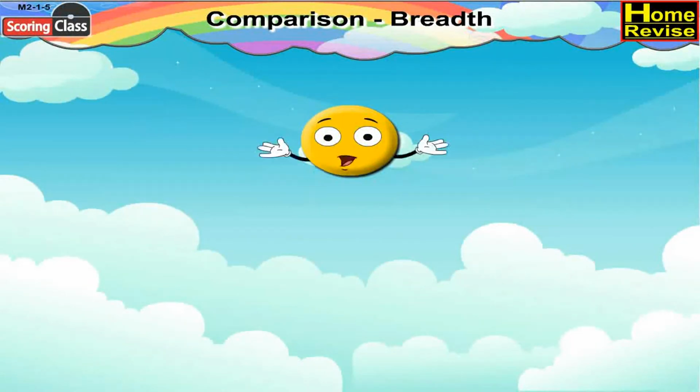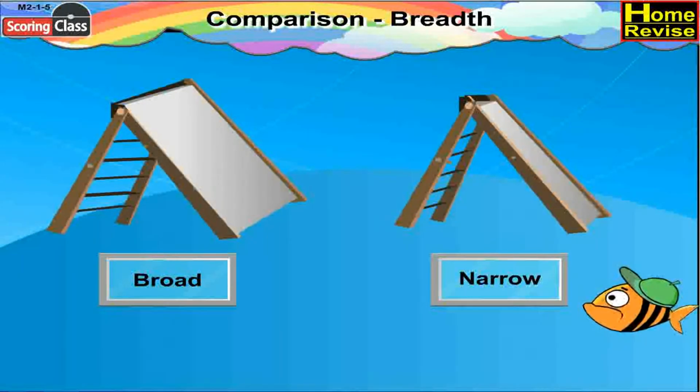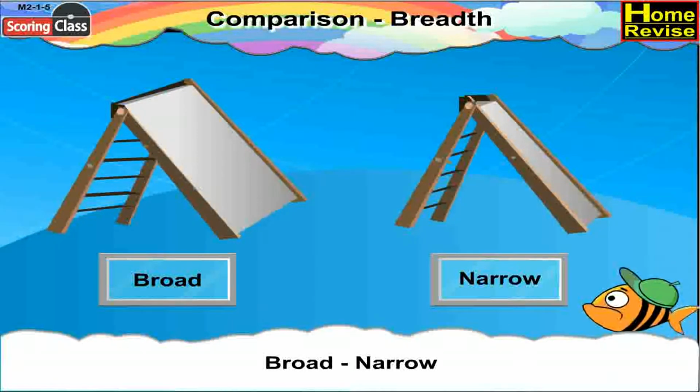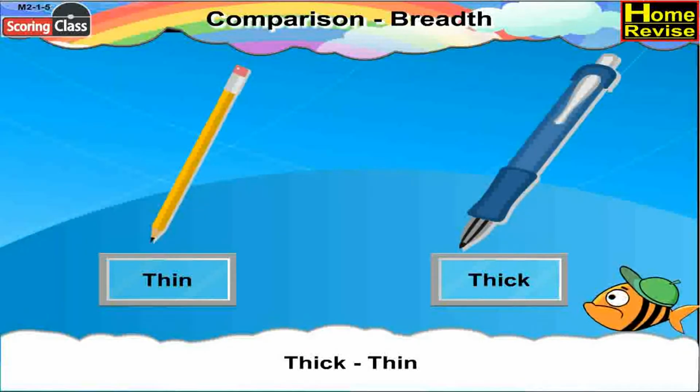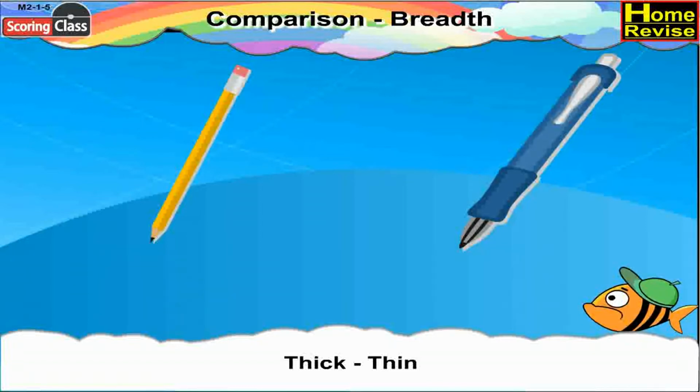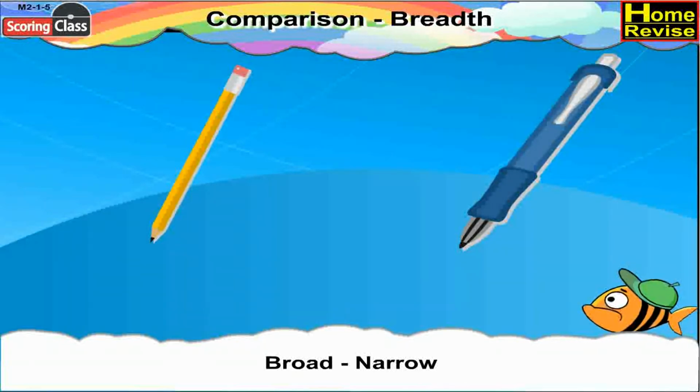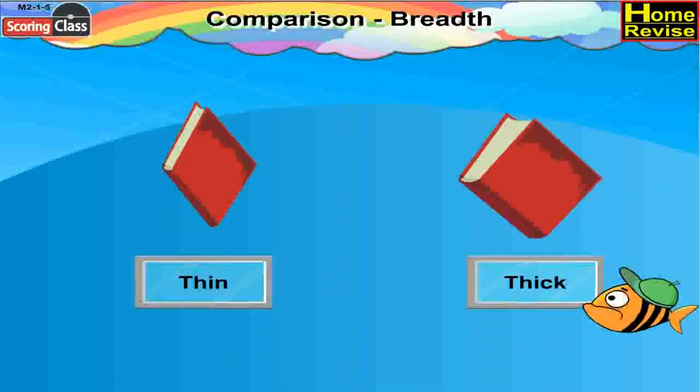Comparison, breadth. Well, there are a lot of objects which are broad, narrow, thick, thin. Let us try and make a difference between thick and thin, broad and narrow. Alright kids? Well, let us see our first picture.